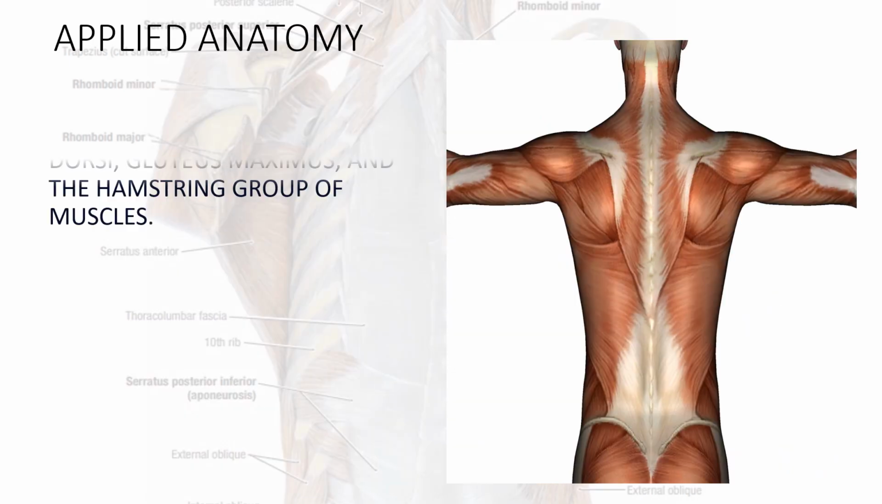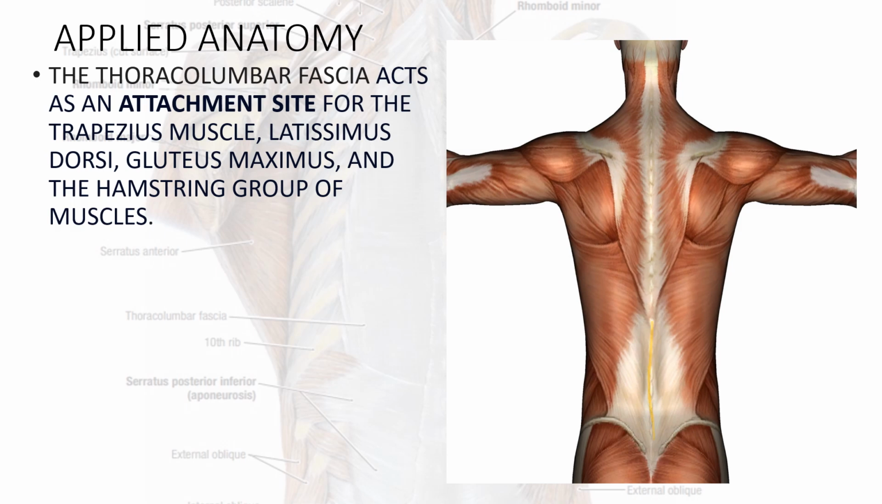In the applied note, thoracolumbar fascia, if I talk from here, deep to this, this is superficial, we know, this is trapezius, this is latissimus dorsi. The fascia deep to these is the thoracolumbar fascia. Here we know gluteus maximus. So the thoracolumbar fascia is an attachment between trapezius, latissimus dorsi and gluteus maximus as well as the hamstrings.